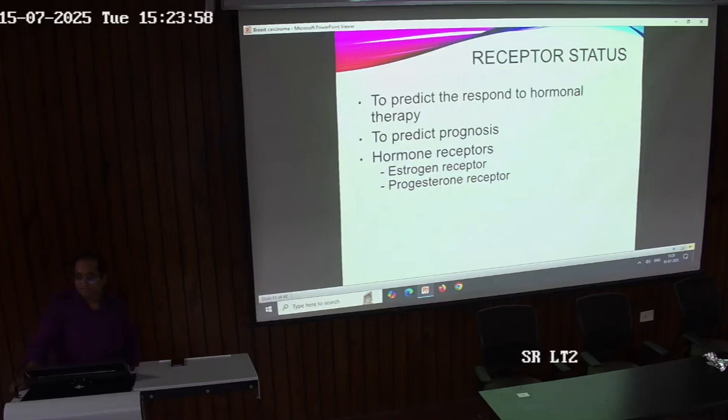A different topic is receptor status. These are used to predict the response to hormonal therapies. After performing surgeries, the patient always goes for chemotherapy or radiotherapy or hormonal therapy. To rule out what type of response will be obtained from it, you have to perform a hormonal assay. Whenever the tumor is excised, it is sent for receptor study to predict the response to immunotherapy and the prognosis: estrogen receptor, progesterone receptor, and third is the HER2 receptor.